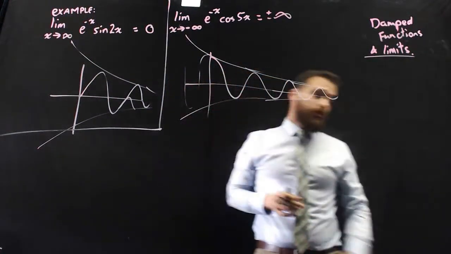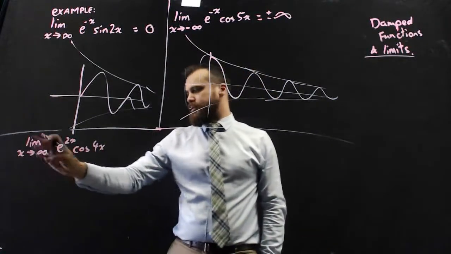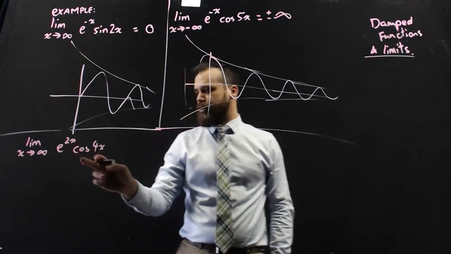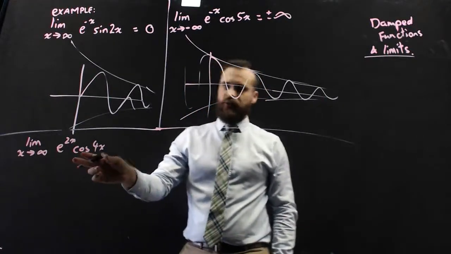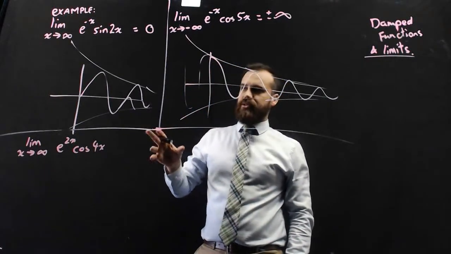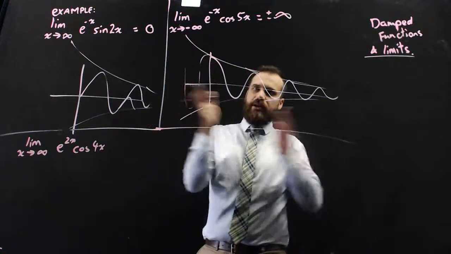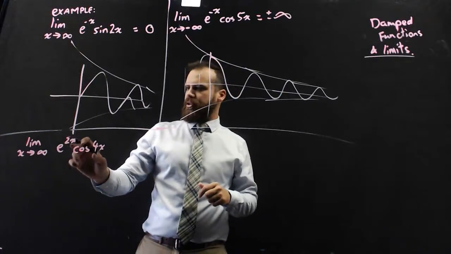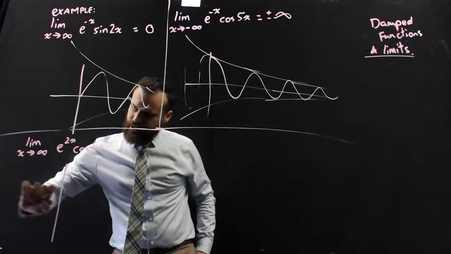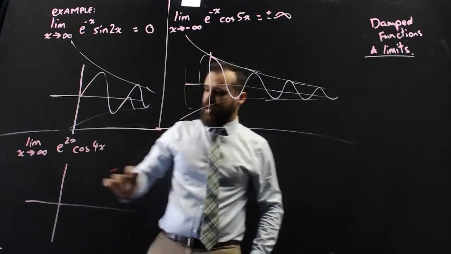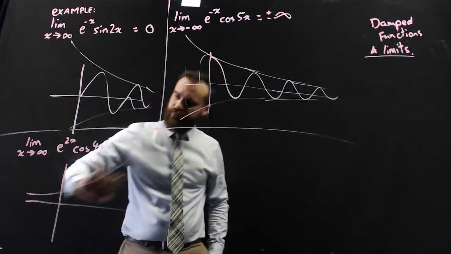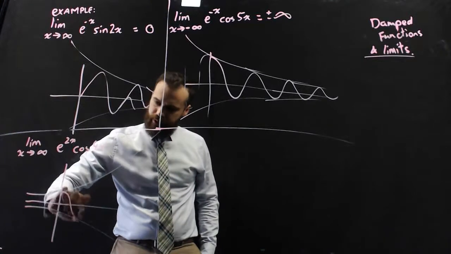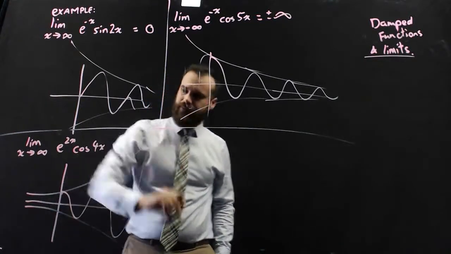All right, there's 2 more, obviously. The limit as x approaches infinity of e to the 2x cos 4x. So the cos 4x doesn't really factor into all of this. It just tells us where it starts from and what the period is. But it's this e to the 2x that matters. So this time, it's not a decay curve, it's a growth curve. And our cosine curve bounces between the two.